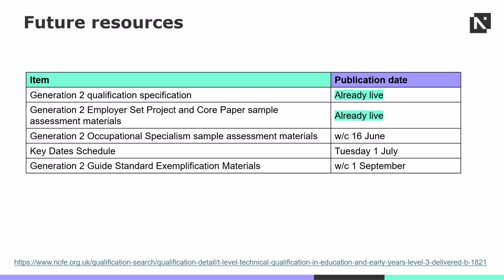The Generation 2 occupational specialism sample assessment materials will be published during the week commencing the 16th of June. The key date schedule, which is essential for planning and delivery and assessment timelines, will be released during the week commencing the 30th of June. And the Generation 2 Guide Standard Exemplification materials are scheduled for release in the week commencing the 1st of September. So these will really help clarify what standard is expected in learner work.